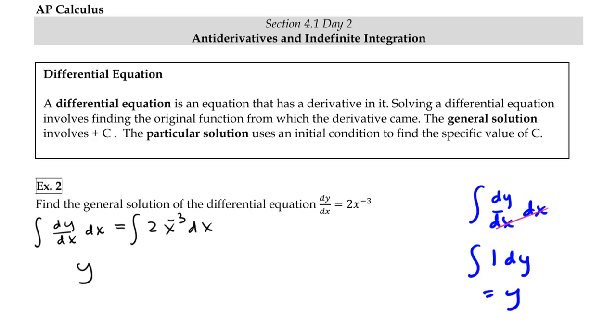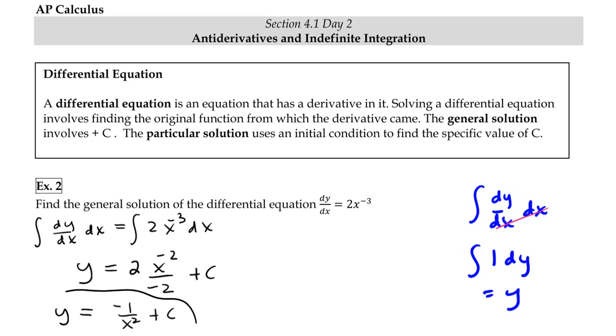That's the new thing for today. On the right, we did this the other day. We write 2, add 1 to the exponent, divide by that power, and add a c. We're not allowed to have negative exponents, so this is going to be negative 1 over x squared plus c, and this is our general solution. Remember, the general solution has a plus c, and so does ours, so we're good.